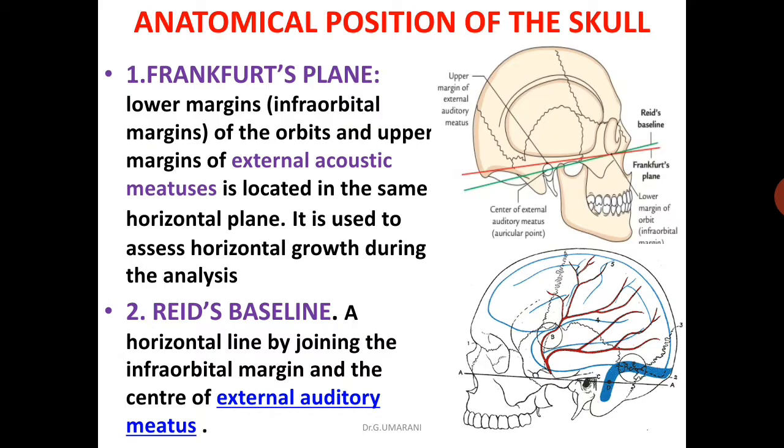So these 2 anatomical positions start from the infraorbital margin on the medial side, whereas Frankfurt's line ends at the upper margin of the external acoustic meatus, and Reid's baseline ends at the center of the external acoustic meatus.